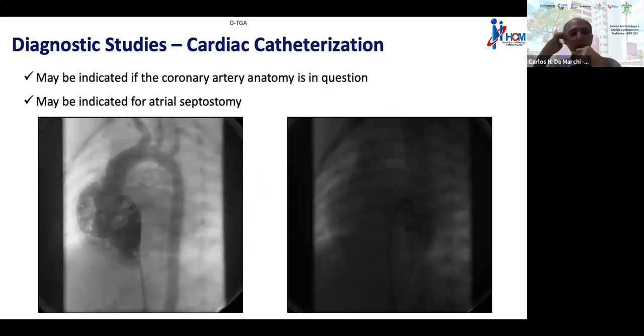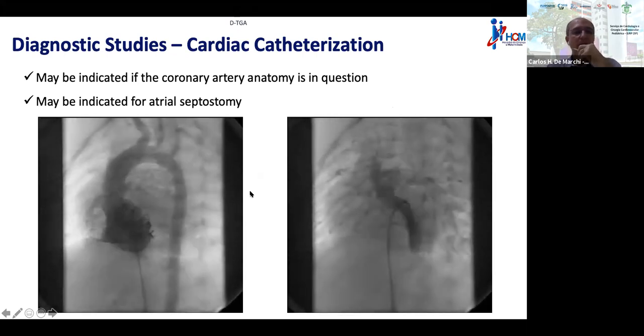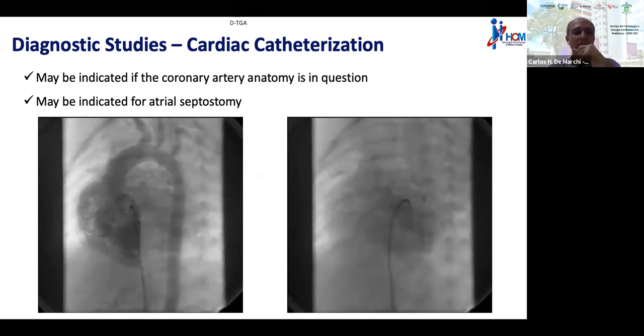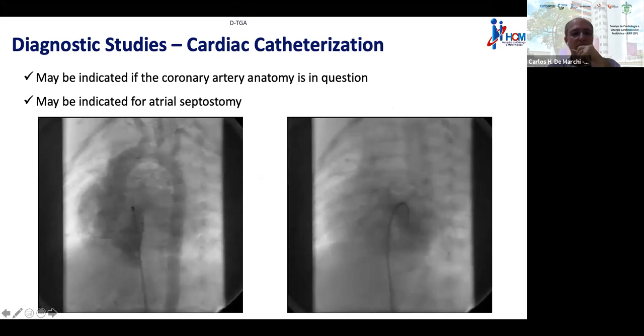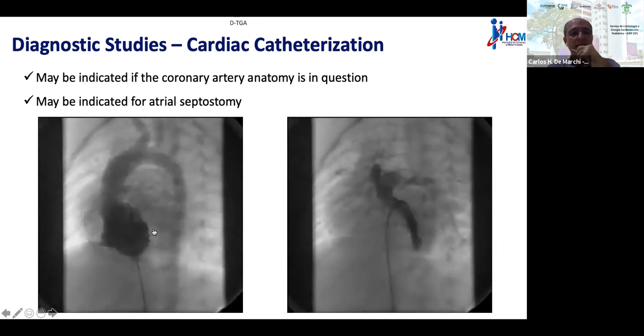This image, I think, is an old image from the cath lab. Why? Because cardiac catheterization is not necessary for the diagnosis. The echocardiogram does what it needs. Cardiac catheterization may be indicated if the coronary artery anatomy is in question, and may be indicated for atrial septostomy, as you see in the next slide.